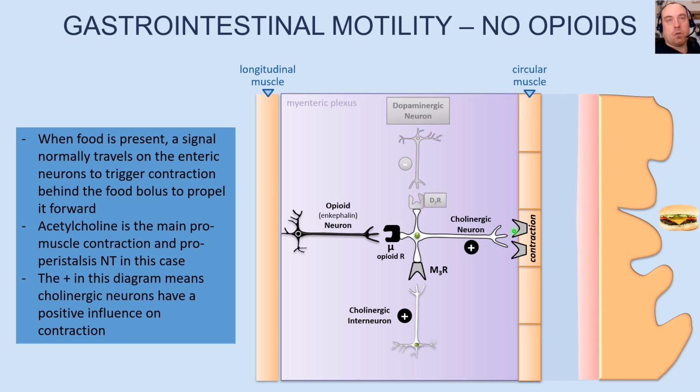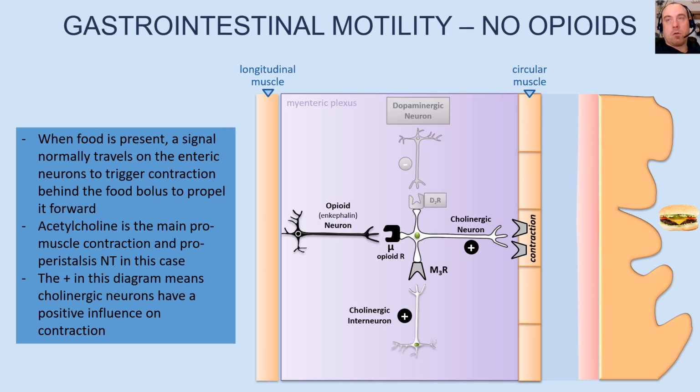The interesting thing, to me at least, is that the muscle before the food will contract, whereas the muscle coming after the food, or where the food is going to be going, will relax. That way you're going to move it in the correct direction. But what we're going to talk about here is how you're preventing this contraction with opioids.